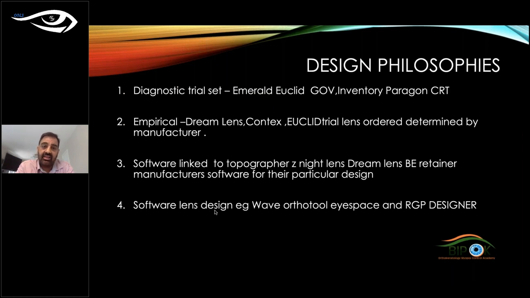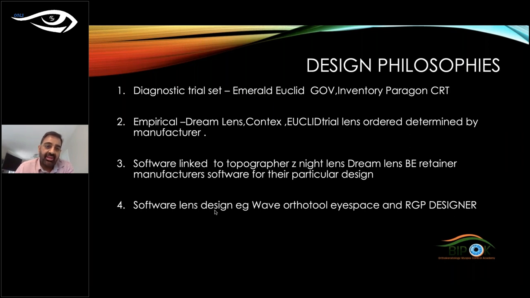Diagnostic trial sets. Now, you can use Emerald, Euclid, GOV, Inventory, Paragon, CRT. Where you have a trial set, you put the lens in, decide on what the fit looks like, and change the diameter, like I told you, with GOV or Emerald, Euclid, any of them, you can do that. Paragon has their own calculator, which you can use in order to try the lenses that way.